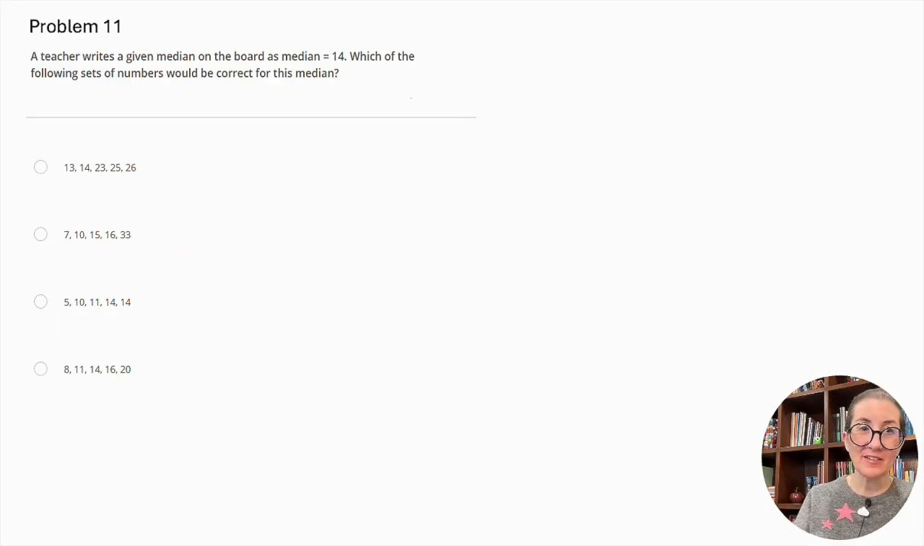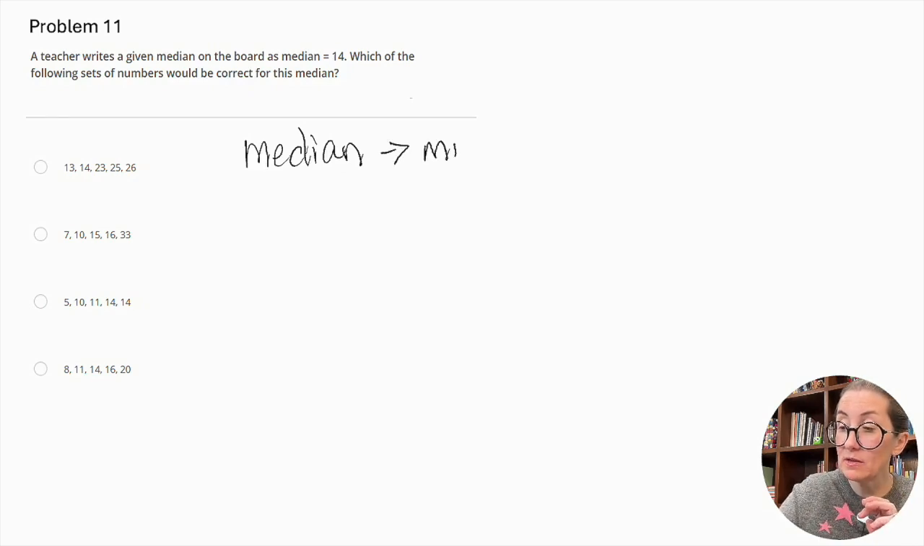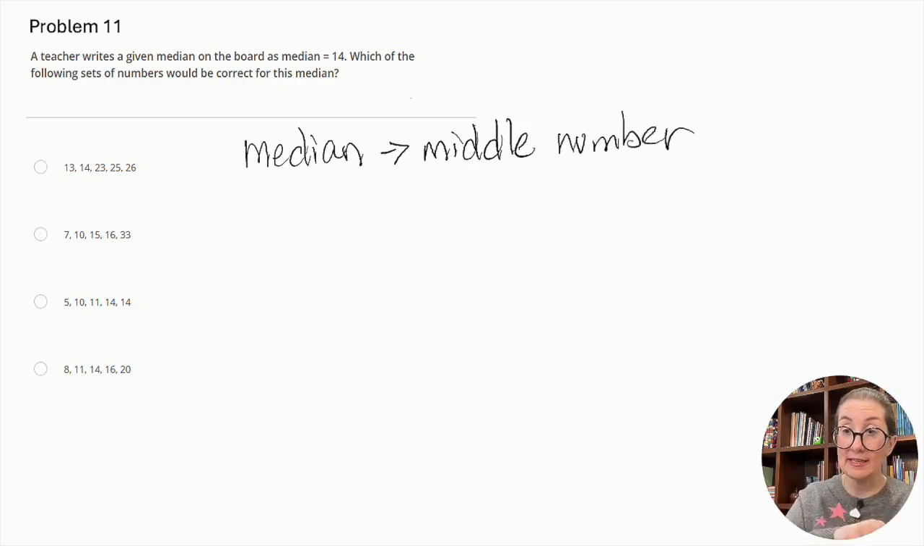Problem number 11. A teacher writes a given median on the board as median equals 14. Which of the following sets of numbers would be correct for this median? So in the previous question, we discussed the confusion between mode, median, and mean. Now we're talking specifically about median. And as we saw before, it is the middle number in a set. And that set has to go from least to most.